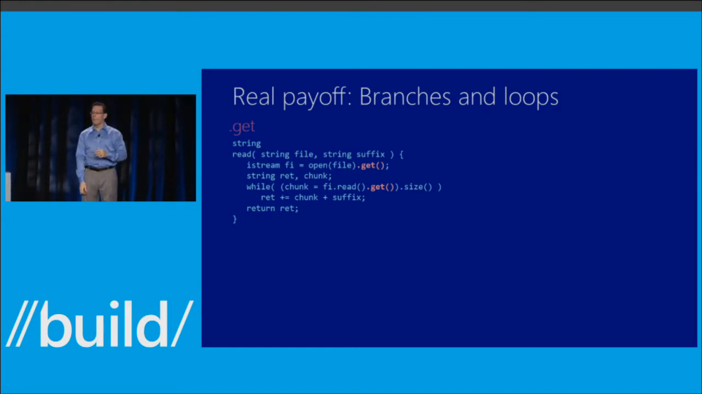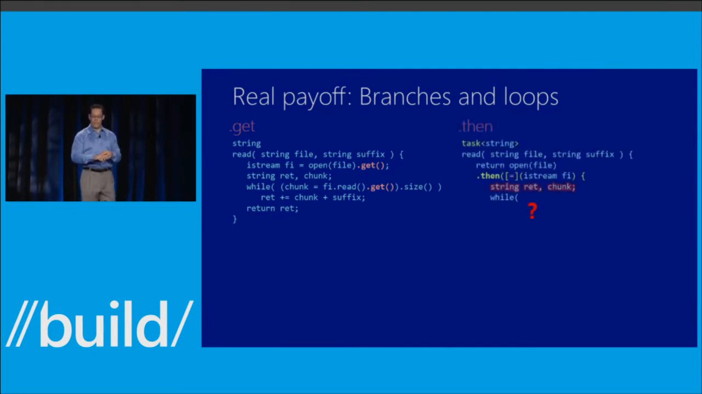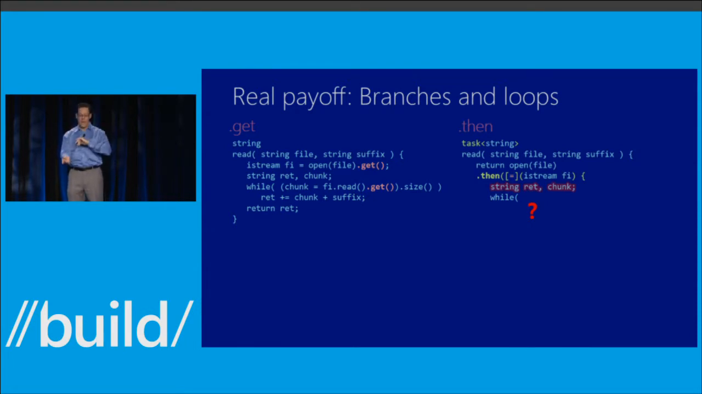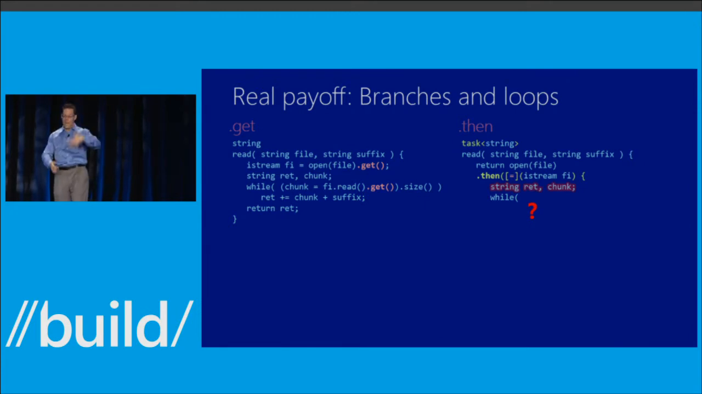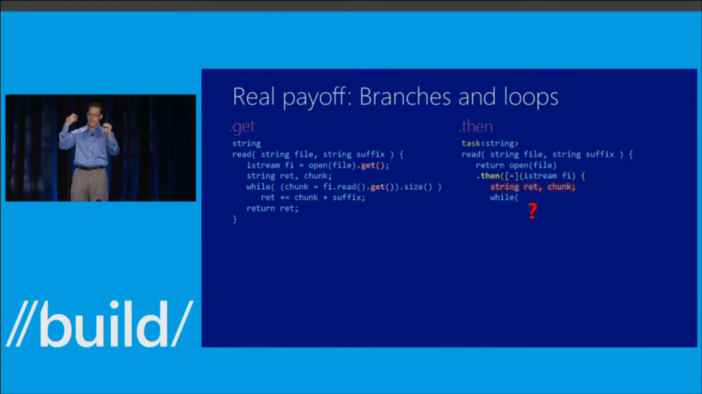So let's now rewrite this with .then. You probably noticed the pattern already. Whenever you see open file and then you see .get, what you change is you change .get to .then. So let's do that. So we return open file, okay, .then. So whenever the file is open, .then, I've got an iStream back. Then, okay, I have my local variable string ret and chunk. Now I'm going to have my while loop, and I'm going to call the async read. But now notice with the async read, the very first thing I then call is .get, which means I translate that to .then. Okay, so I call fi.read .then open paren.